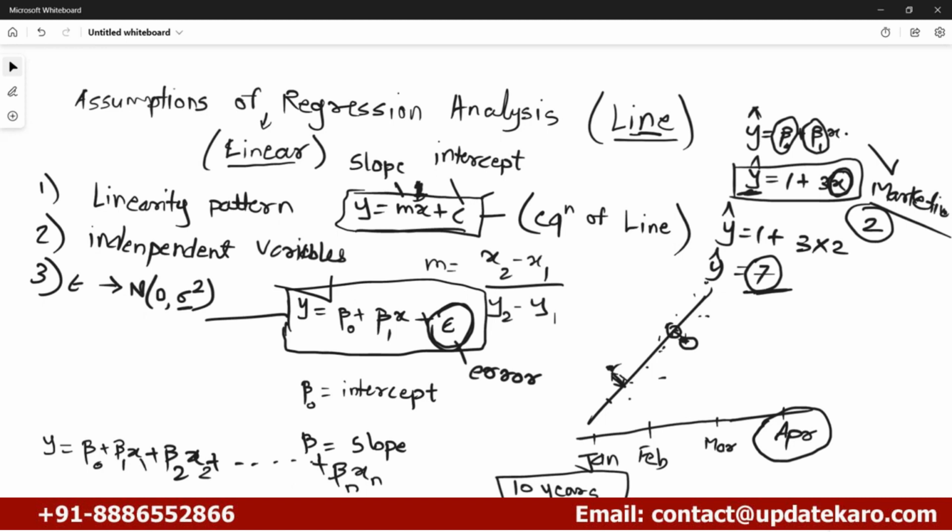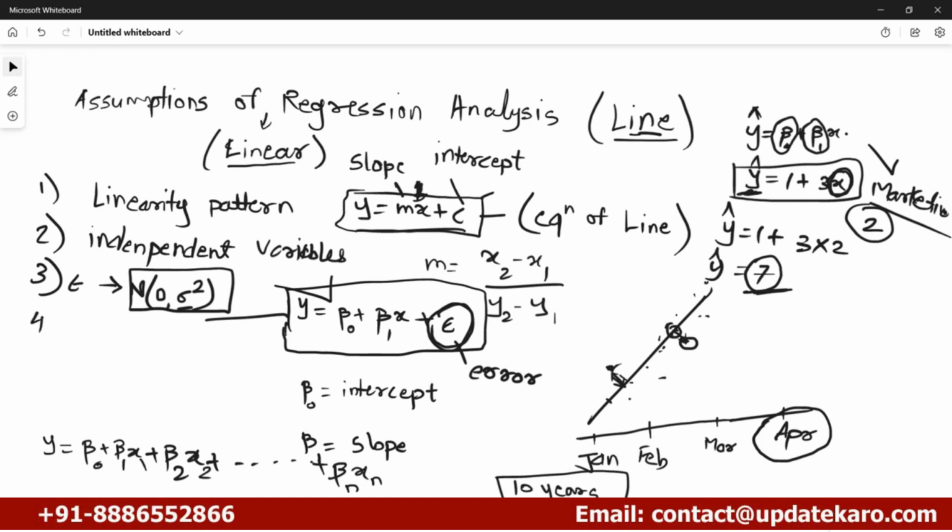As I told you in yesterday's session, the normal distribution is a continuous distribution. This distribution is very much important when we are dealing with regression analysis. There is one assumption for epsilon: epsilon should follow the normal distribution with mean 0 and standard deviation sigma, or variance sigma square.